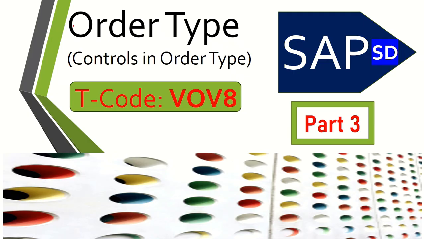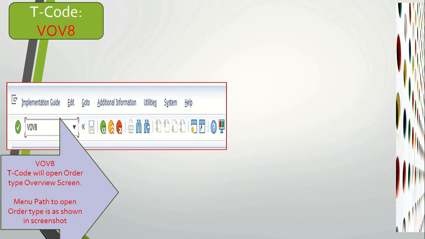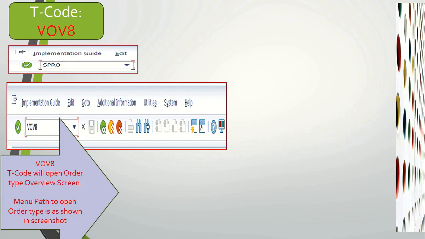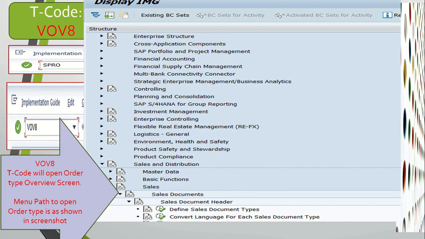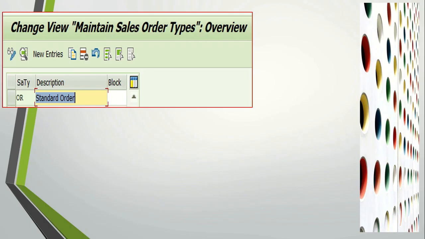So already we have studied about the order type. In part 1 and part 2 we have understood what is the T code to open the order type control, which is VOV8, and we have understood that apart from VOV8 you can open the order type from the SPRO also, and if you are opening with SPRO then you have to follow this path, and once it is opened then it can be altered from change view to display view, and from display view to change view from this icon.